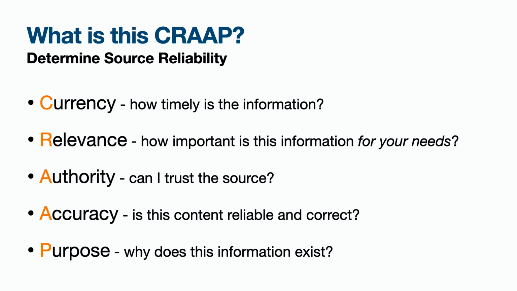Next, we've got relevance, or how important is this information for your needs. After that is authority, can you trust the source? Accuracy, is this content reliable and correct? And then last but not least, we have purpose. Why does this information exist in the first place?